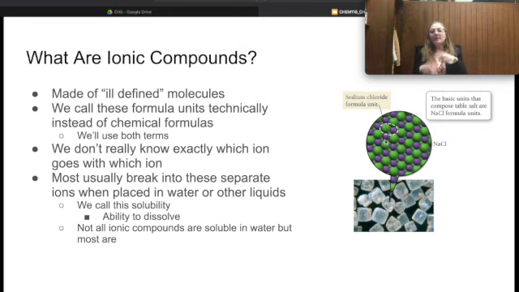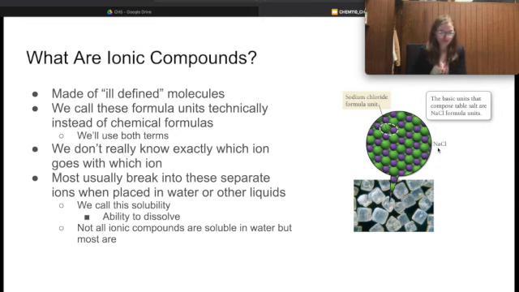That repeating pattern is what we use as the chemical formula. We've got lots of sodiums and lots of chlorines in here, however, we only report the chemical formula as the overall ratio of sodium to chlorine. So in this case, we have an overall ratio of 1:1 between the sodium and the chlorine.